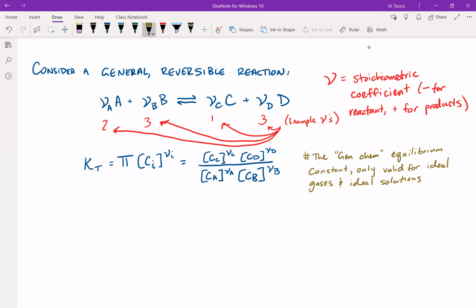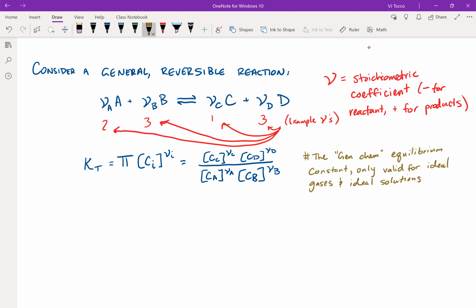So once again, this is the GenChem equilibrium constant is what I'm calling it. And this is only going to be valid for ideal gases and ideal solutions. So you can draw an analogy to the ideal gas law. It's something that you learned in GenChem that is applicable if you can assume ideal. But again, in this class, we very rarely assume ideal conditions.